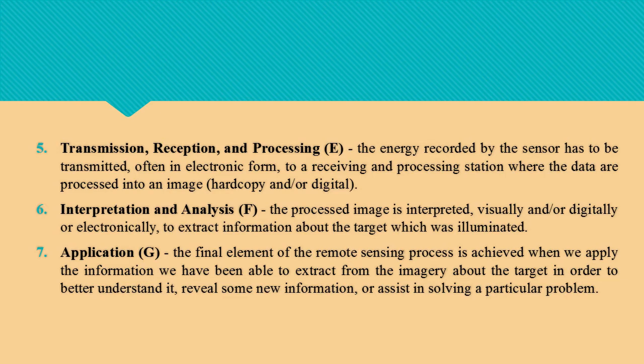F represents interpretation and analysis. The processed image is interpreted visually or digitally or electronically in order to extract information about the target which was illuminated. And finally G represents application, the final element of the remote sensing process. That is achieved when we apply the information we have been able to extract from the imagery about the target in order to better understand or reveal some new information and or assist in solving a particular problem.